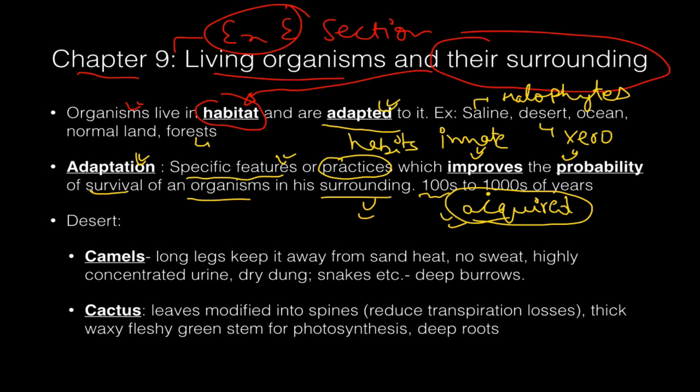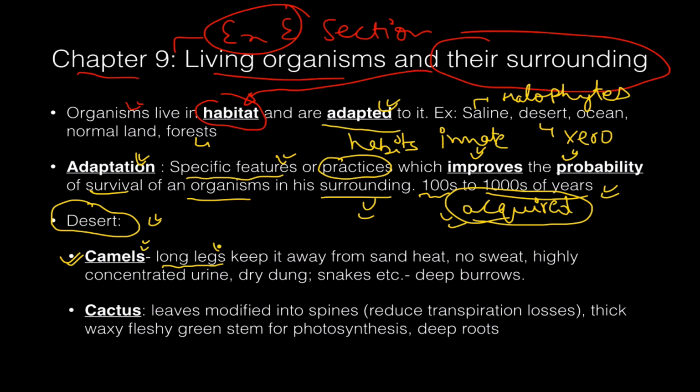Adaptation may take 100 years to thousands of years. It is a very long term process. It does not come very early. Now for example in the desert, the most common organism is the camel, because it is extremely adapted to that.